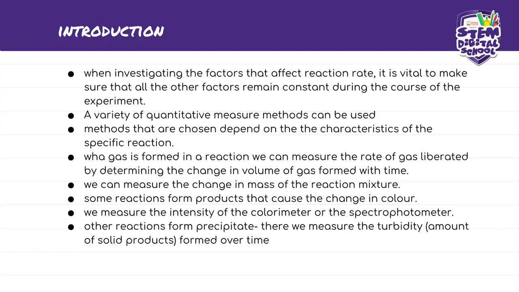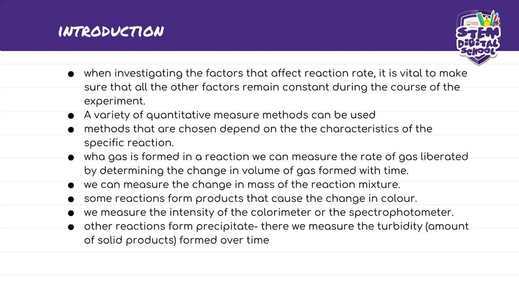So when gas is formed in a reaction, we can measure the rate of gas liberated by determining the change in volume of gas formed in time. What this means is that when you want to measure a gas, the reaction rate is determined by the change in gas formed with time. So this is a reaction that occurs slowly until it is fully done, or, for example, until you get the maximum reaction rate that this reaction can produce.